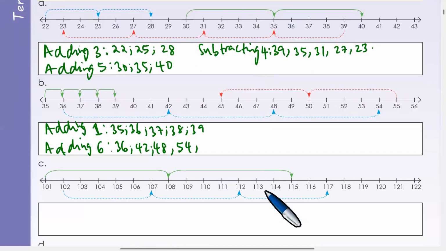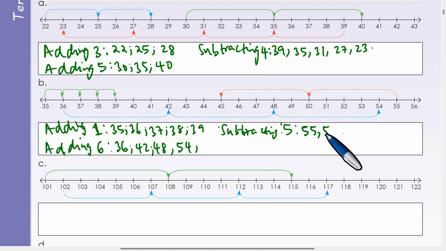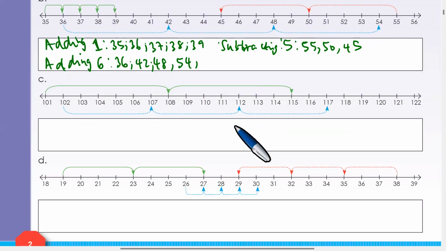Now let's look at the red part. The red part is you're subtracting. Right, so you're subtracting what? 5. Well done, you're subtracting 5. If you are subtracting 5, what does it mean? You start from the biggest one, which is 55. You subtract 5, you get 50. You subtract 5, you get 45. We stop at 45. Okay, this one is an exercise.